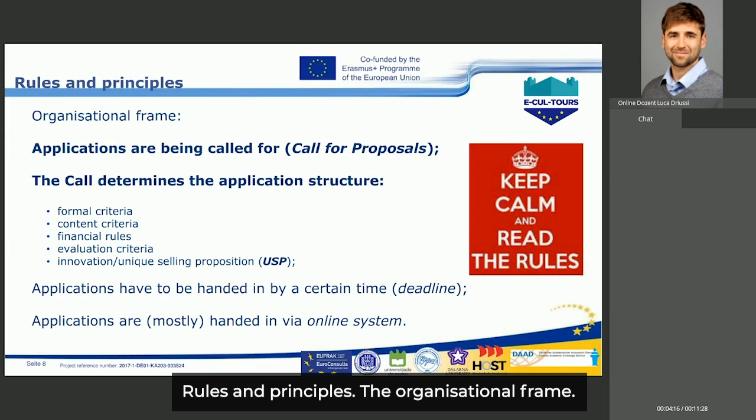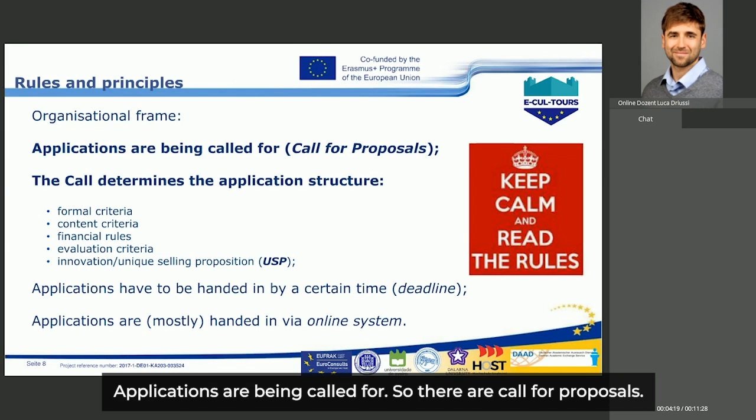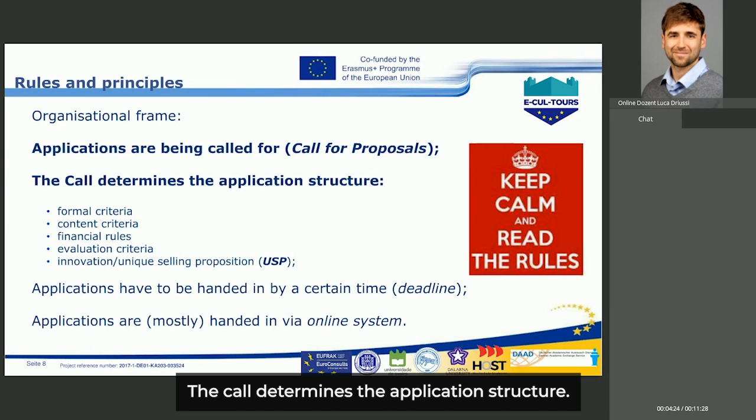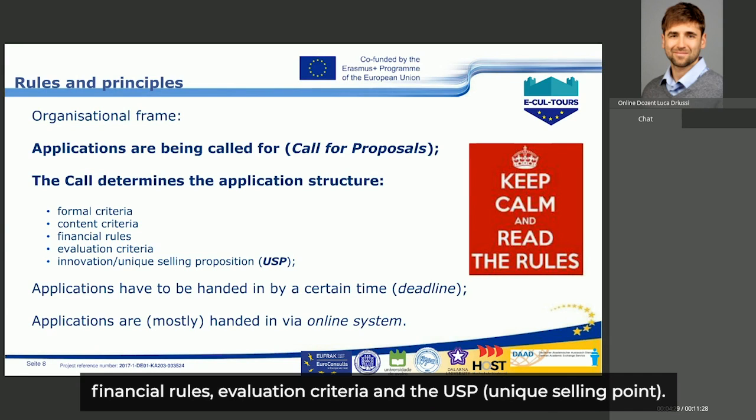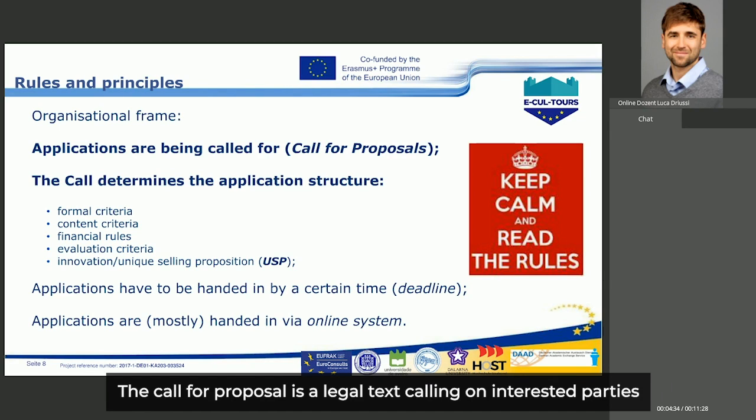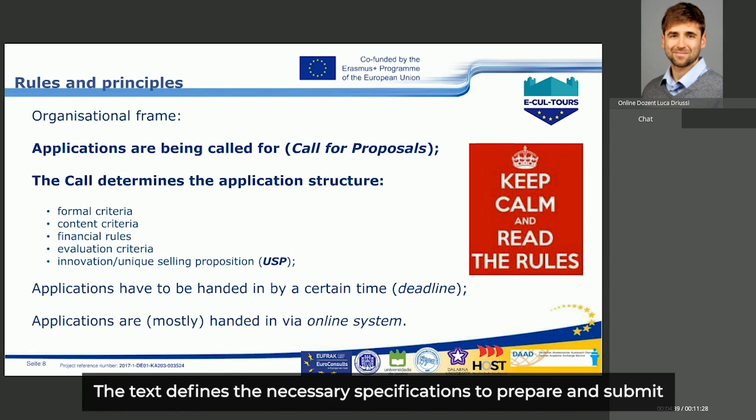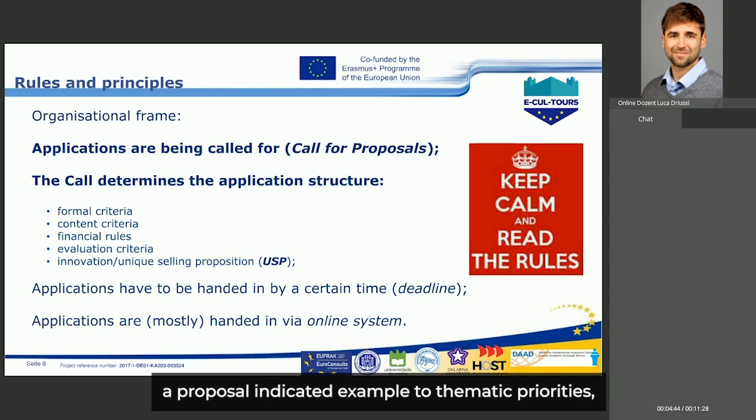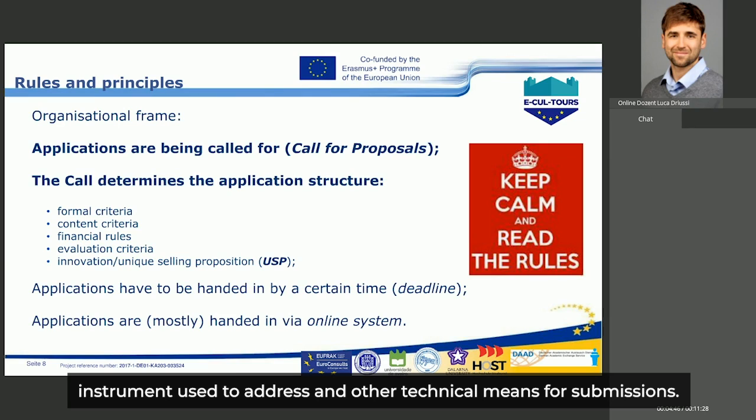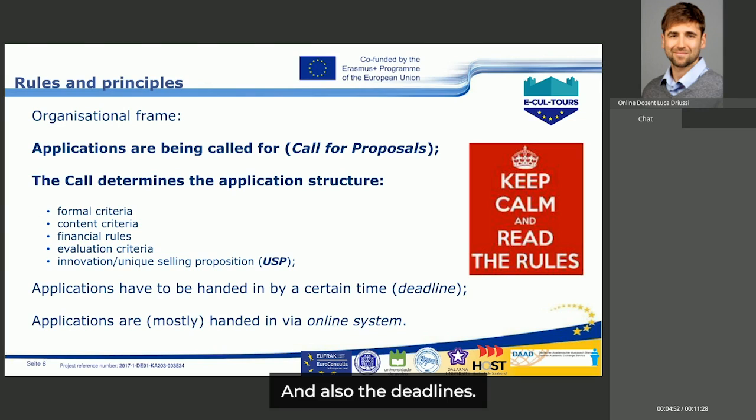Rules and principles. The organizational frames. Applications are being called for, so there are calls for proposals. The call determines the application structure. There are formal criteria to be met, content criteria, financial rules, evaluation criteria, and the USP, unique selling point. The call for proposal is a legal text calling on interested parties to submit proposals for projects. The text defines the necessary specifications to prepare and submit a proposal, indicating for example the thematic priorities, instrument used, the address and other technical means for submission, and also the deadlines.